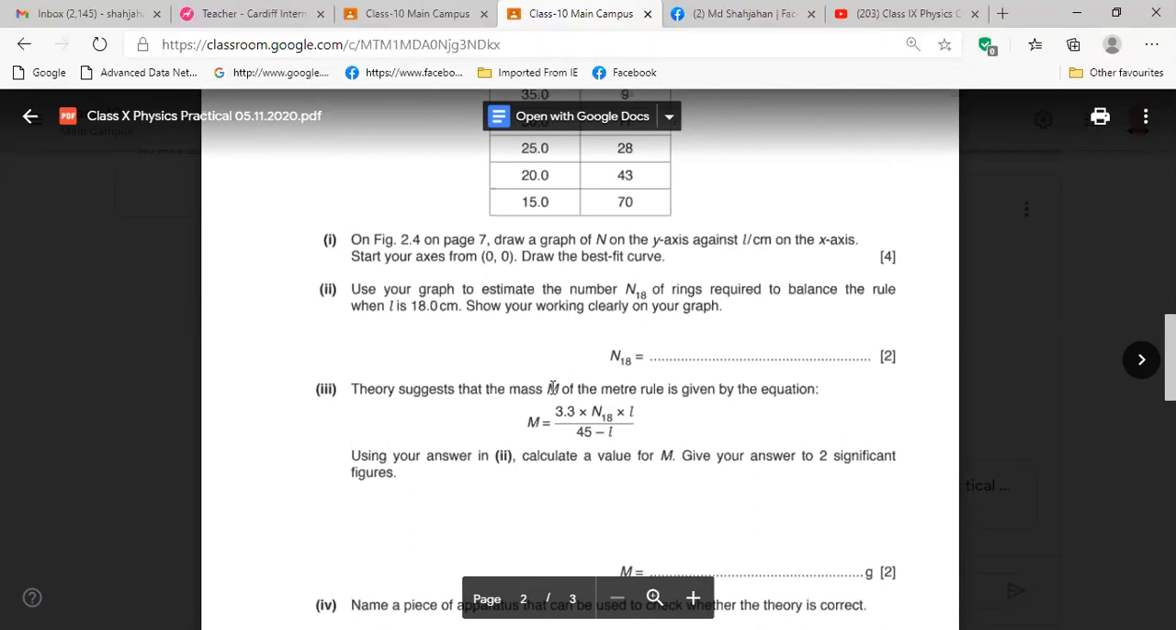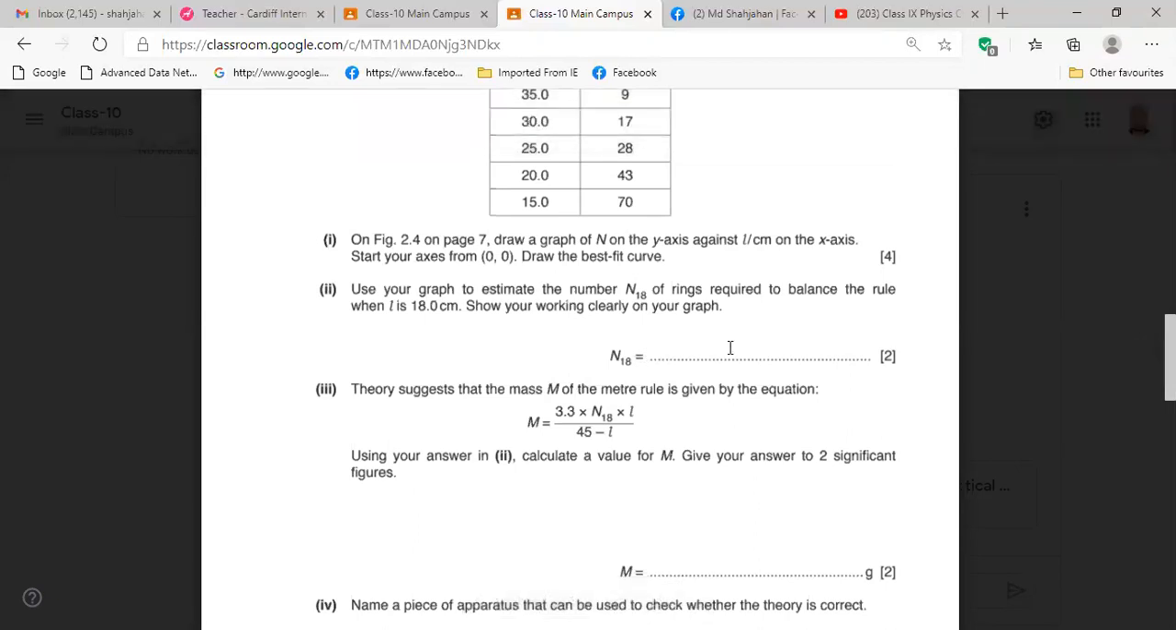So what answer did you get for N18, Ziba? 52. Okay. Did you show the working on your graph? Sir, what does working mean? Just the lines. So Ziba sent your photo. What about Aisha? Will you send yours? Okay, sending. You send yours also.